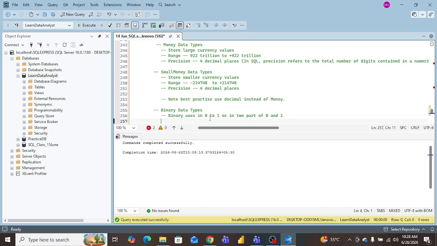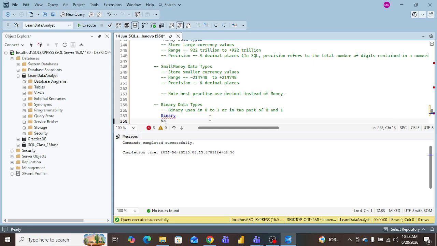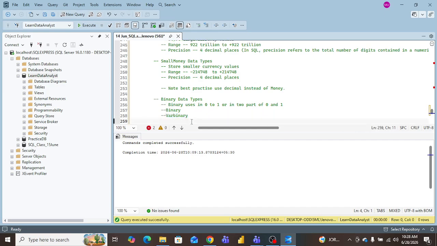There are two types of binary. First, we have to understand what types the binary has. One is binary, and the second is varbinary. Okay, so what does varbinary mean? I have already explained what binary is. So mostly data will be stored in these.